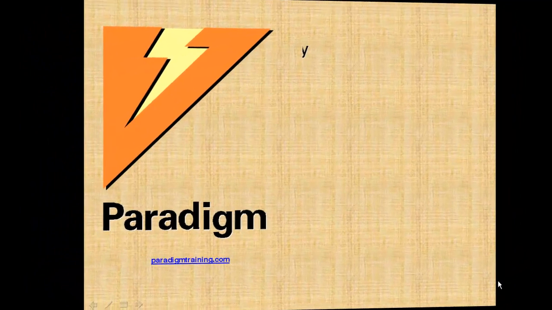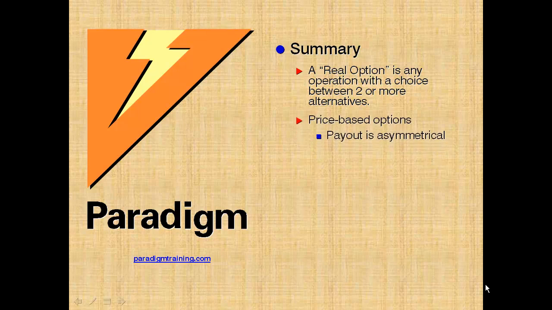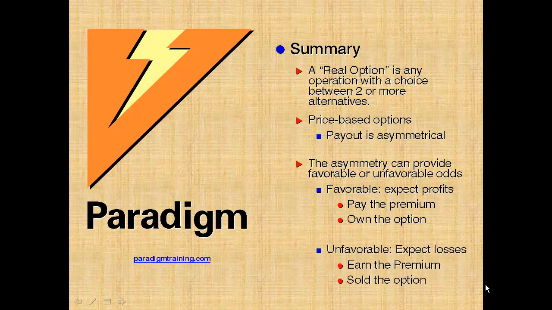In summary, a real option allows you to choose between two or more alternatives. All price-based options are characterized by their asymmetrical payouts. These asymmetries alter the odds, which now can be favorable or unfavorable. If the asymmetry creates favorable odds, we would expect profits, and so we would be willing to pay the premium to buy the option. If the odds are unfavorable, we would expect losses. We would need to earn a premium to take on the risk position. We are selling the option.